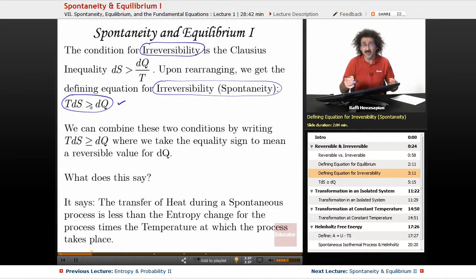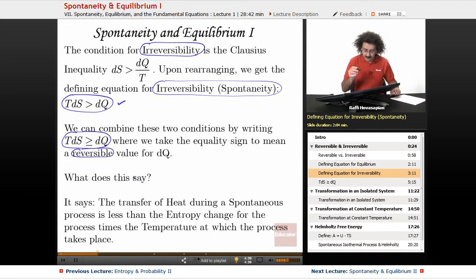A spontaneous process, a natural process, a real process, one that happens on its own without any external help. This is the condition for it: T times dS is going to be greater than the dq. Okay, we can combine these two equations by writing this. Basically, all I've done is write greater than or equal to, where we take the equality sign to mean a reversible value of the dq. So if the heat exchange happens to be done reversibly, that's all this is. It just includes all possibilities. Our concern is going to be this one, greater than. It's always going to be like that because every real process is this right here. So this is the important equation.